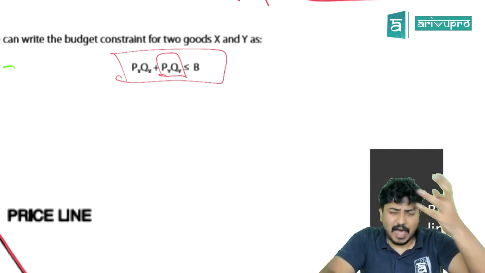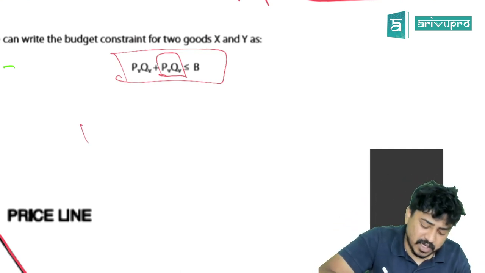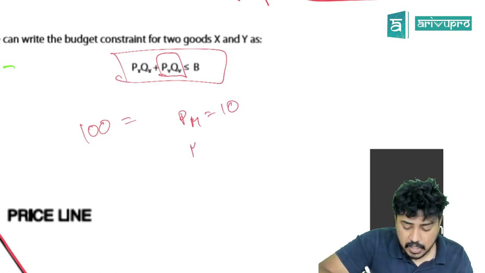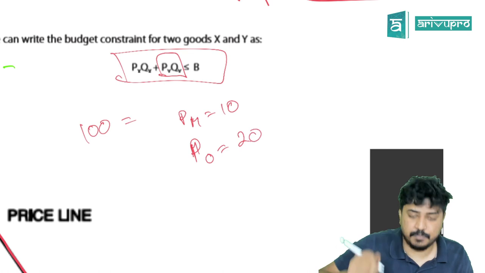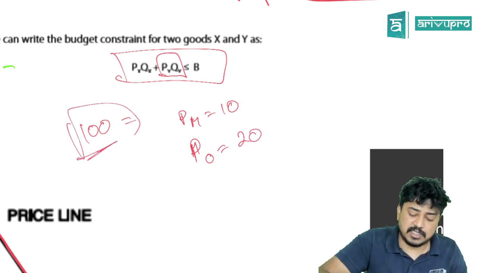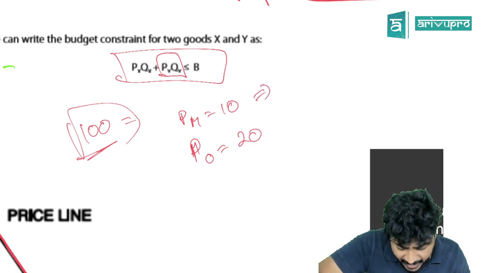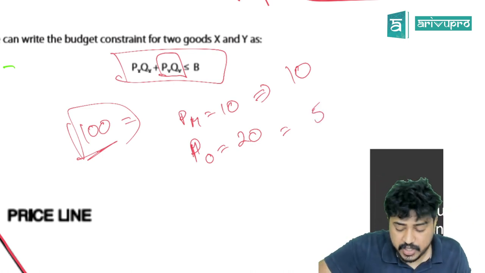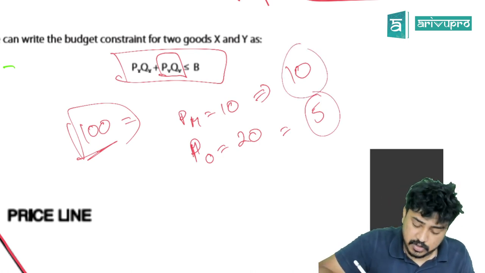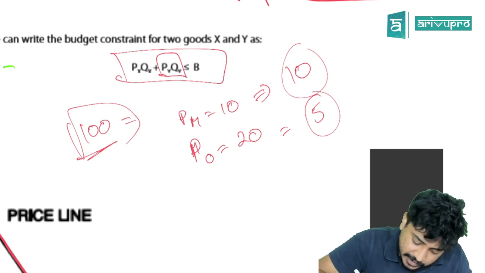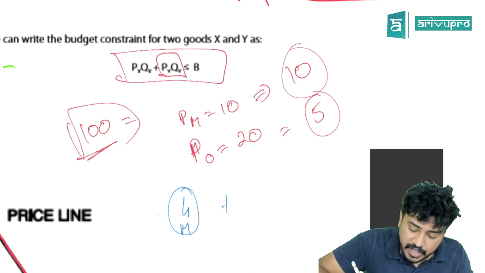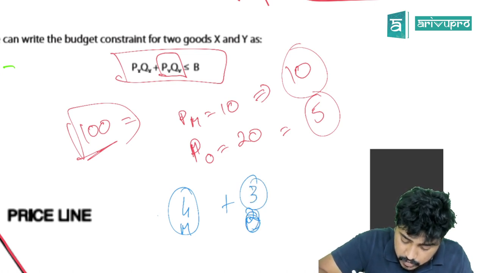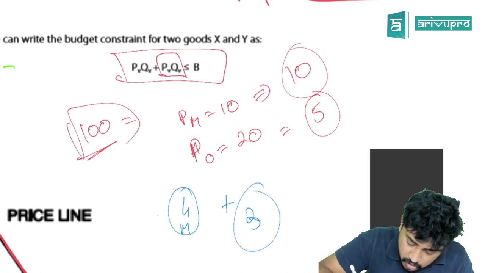You can take an example of mangoes and oranges. If I have a budget of 100 rupees, let us say the price of a mango is 10 rupees and the price of an orange is 20 rupees. If I spend the entire money on mangoes, how many mangoes will I buy? 10. If I spend it all on oranges, I'll get 5 oranges. Or a combination of both: 4 mangoes and 3 oranges.